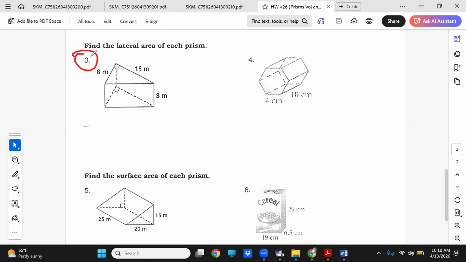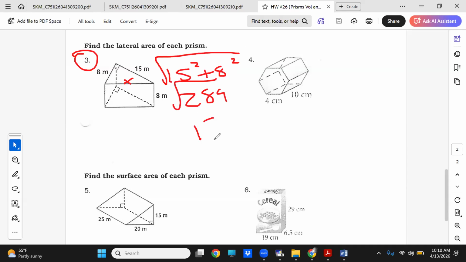Anyhow, for number three, what I would do is use the Pythagorean theorem to solve for the missing side, right? How would you do that? 15 squared plus 8 squared, which should be 289, I think. But remember, you have to square root it. So you should get 17. So x equals 17. So I think all is good there.